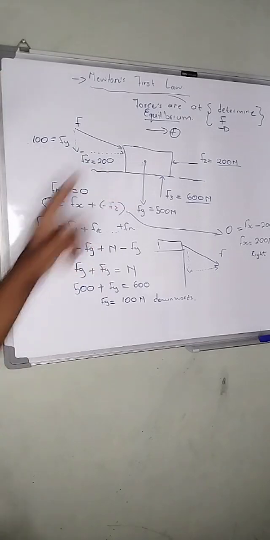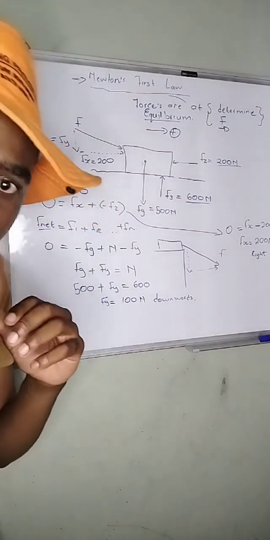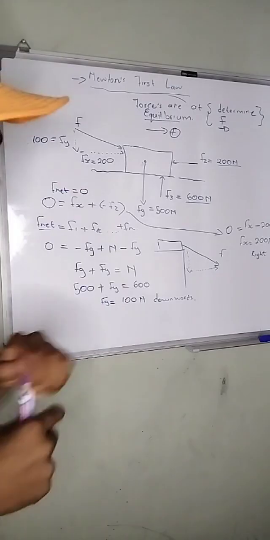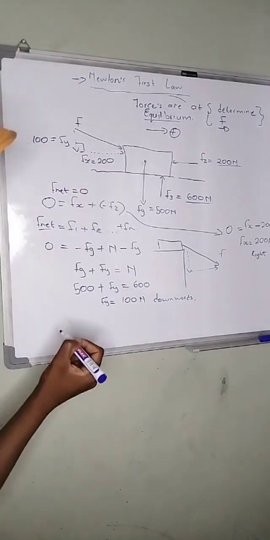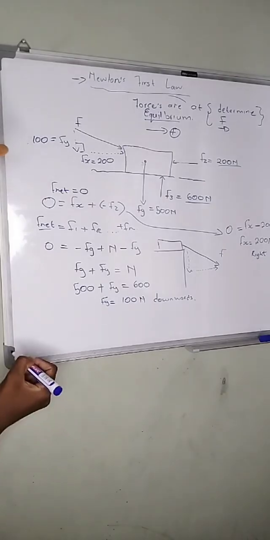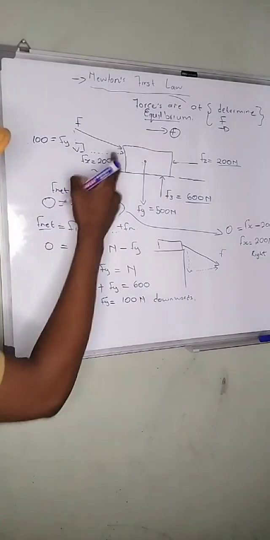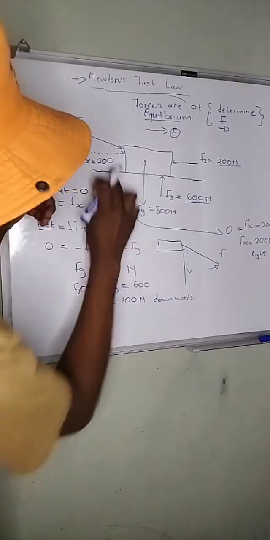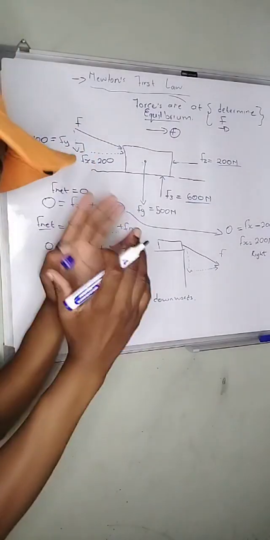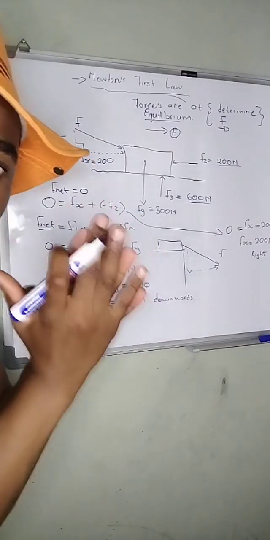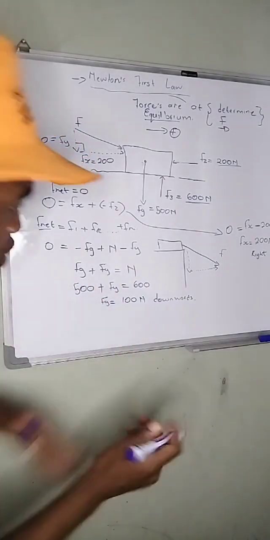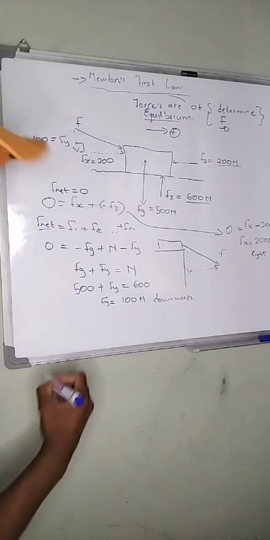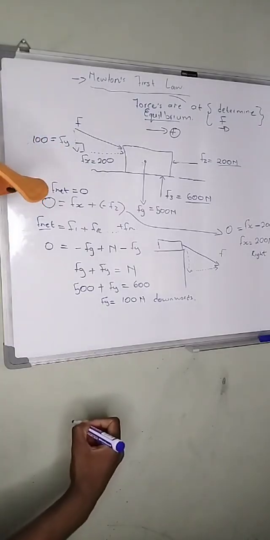You don't just add them. Theorem of Pythagoras. Guys, there's a 90 degrees here, there's a 90 degree there. You have 100, you have 200. Please use a proper theorem of Pythagoras.